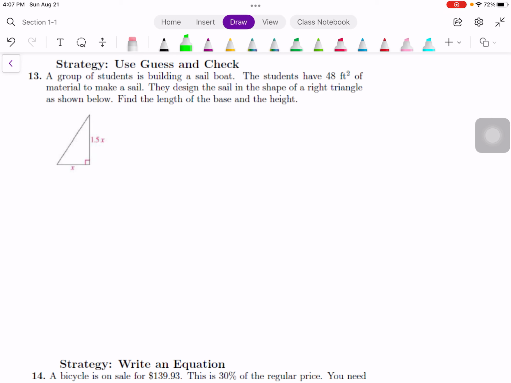So let's look at the example here. A group of students is building a sailboat. The students have 48 square feet of material to make a sail. They designed the sail in the shape of a right triangle, as shown below. Find the length of the base and the height. If they have 48 square feet of material to make the sail, then the area of this triangle should be 48 square feet. Let's establish this one first, okay?